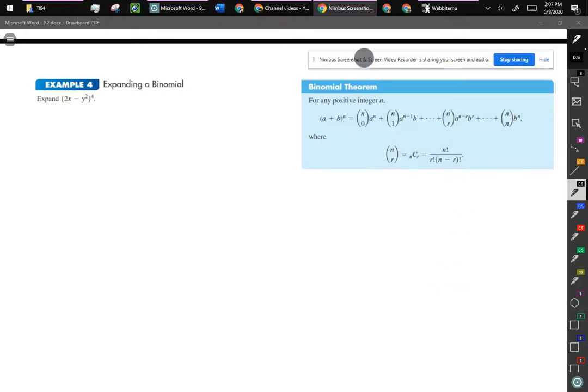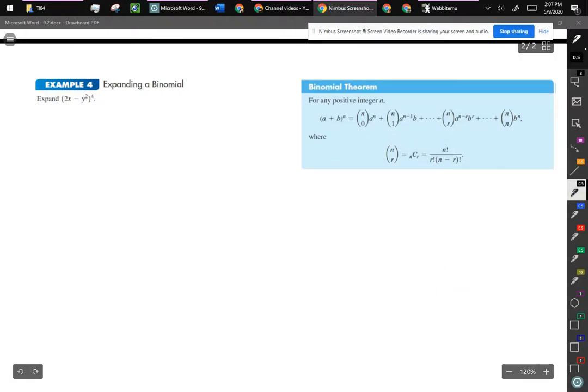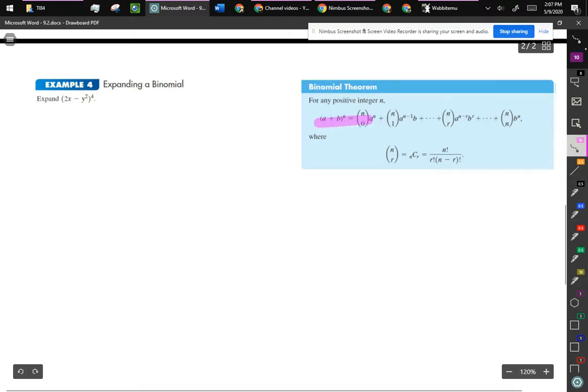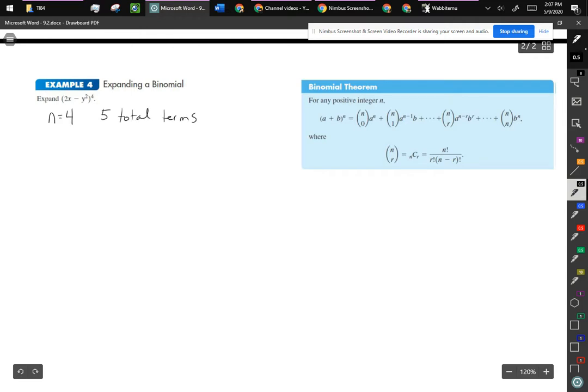Hey guys, welcome to example 4, and now we have our binomial theorem formula and algorithm. We can go ahead and use this. I know my n is equal to 4, that's my exponent, so I'm going to expect 5 total terms. Notice in this case it's slightly more complex, nothing really crazy. It just leaves us with a little bit of busy work at the end, but notice our binomial has a first term of 2x and a second term of actually negative y squared.